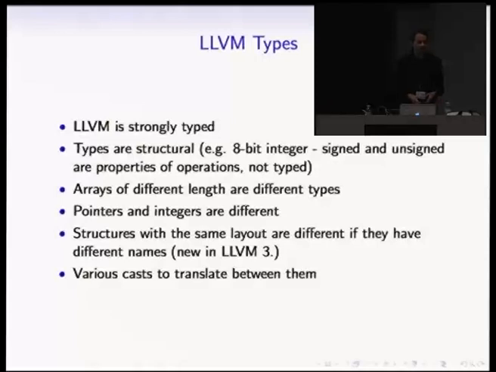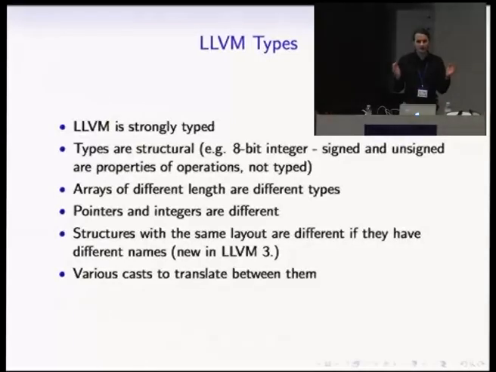So if you have an array, arrays and pointers in LLVM are distinct types. Arrays of different lengths are distinct types. Arrays of the same size but different element types are distinct types. And this is useful for validation, but it does mean you just end up writing lots and lots of cast instructions, which the optimizer will strip away.